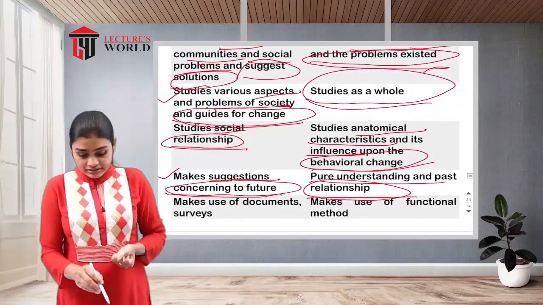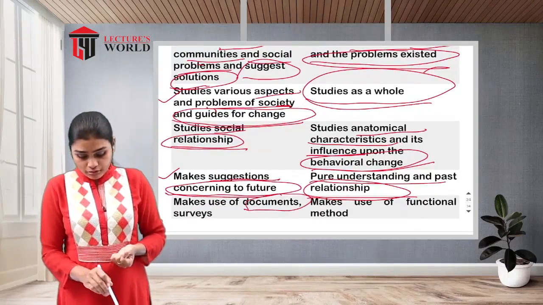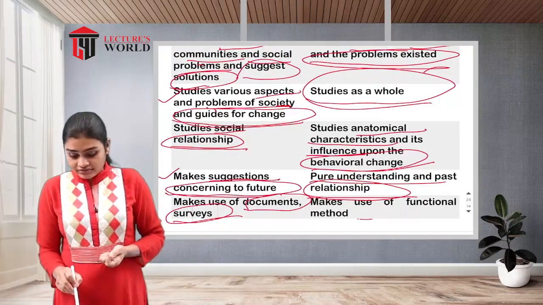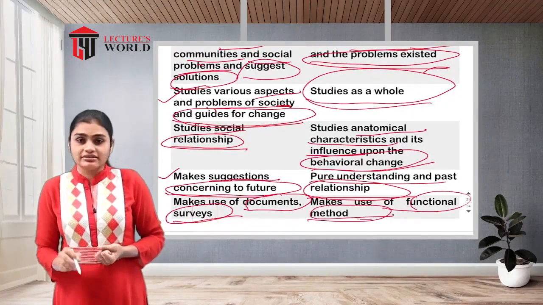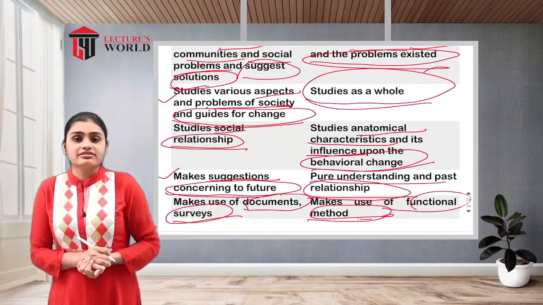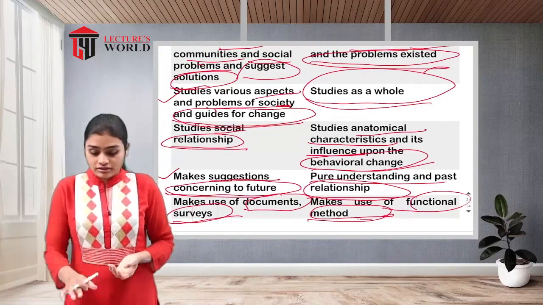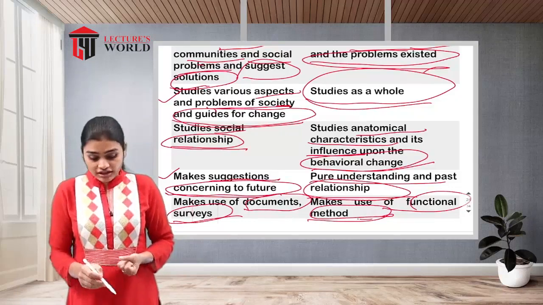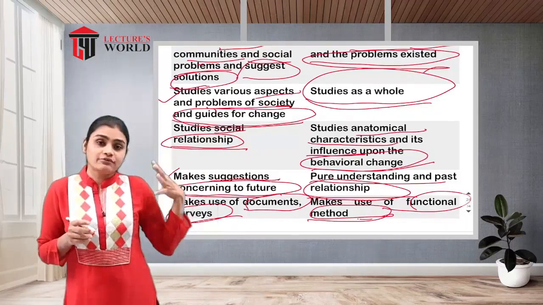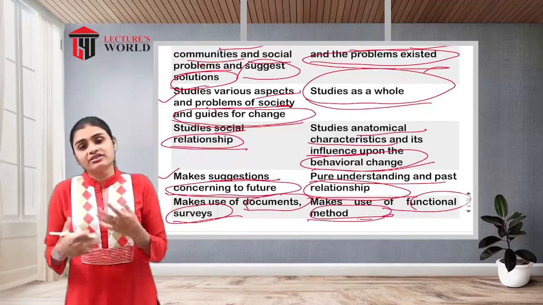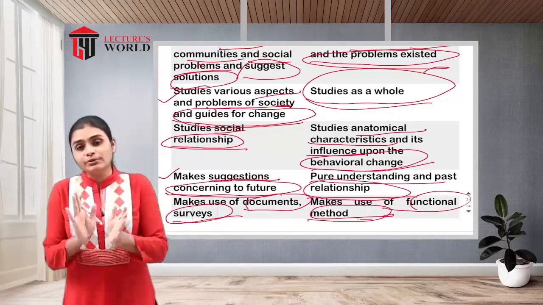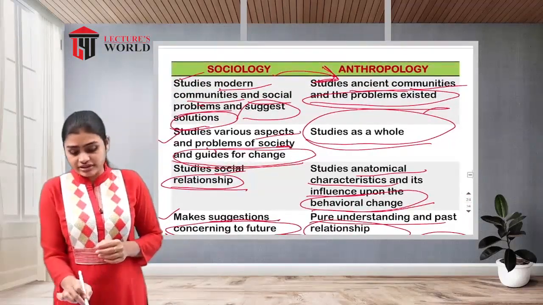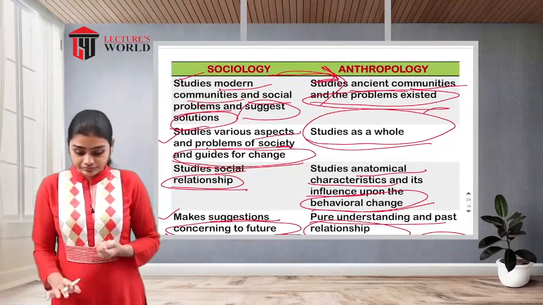And the next is, in sociology, we use documents and surveys for data collection. And in anthropology, we use functional methods. That means the actual functions we are doing, the methods we are implementing. Whereas in sociology, we use the documents which we already have, the data which we already have, the surveys which have already been done. So that is the relationship of sociology with anthropology.